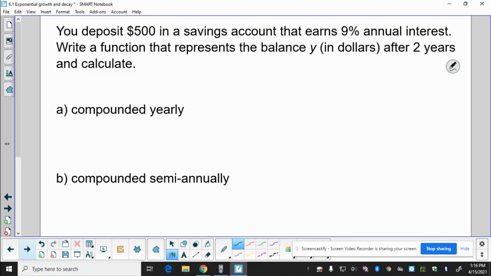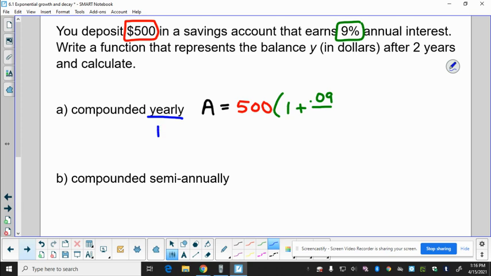So the amount that we're looking for is going to be equal to the principal, the beginning amount, which is $500. Now that's going to be multiplied by 1 plus, remember that 1 represents the 100% of the original amount. Here's my interest rate, 9%. Got to be written as a decimal. Now the next thing we're supposed to do is divide this by the compounding periods. This is yearly. That's just once in a year, isn't it? So there's going to be a 1 there.